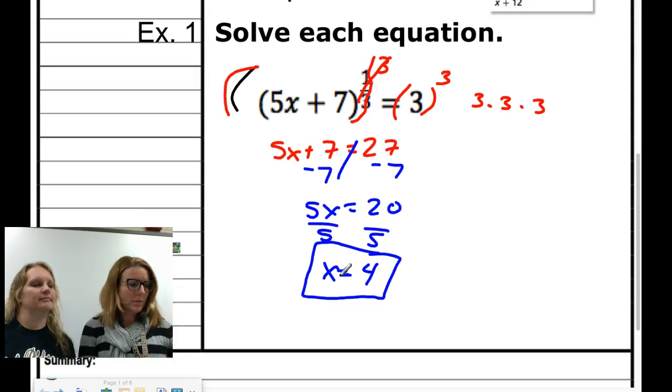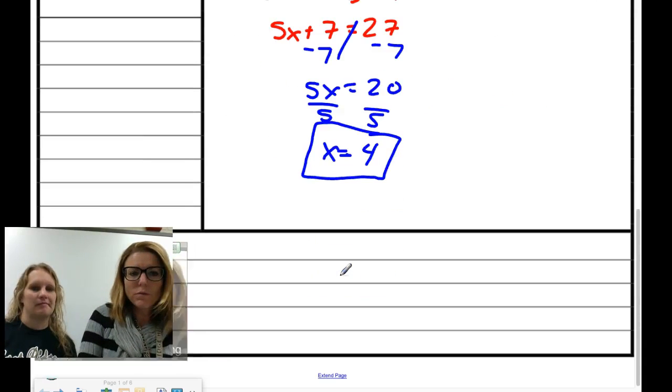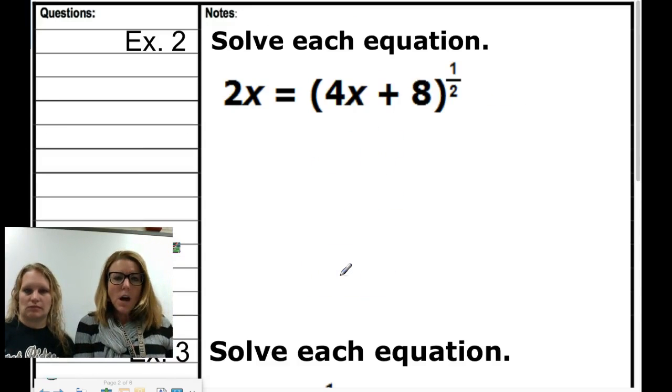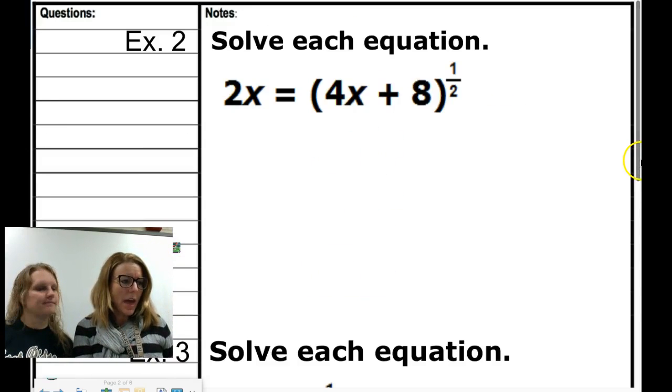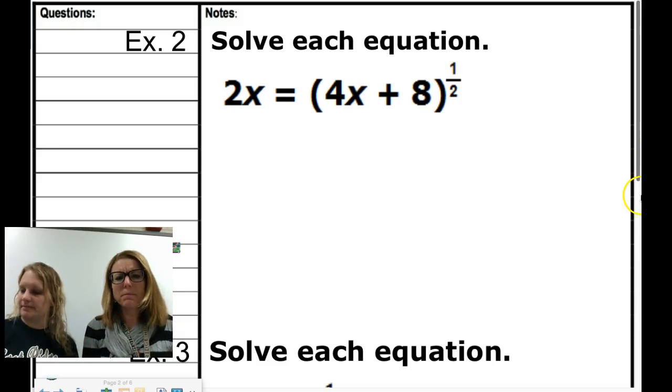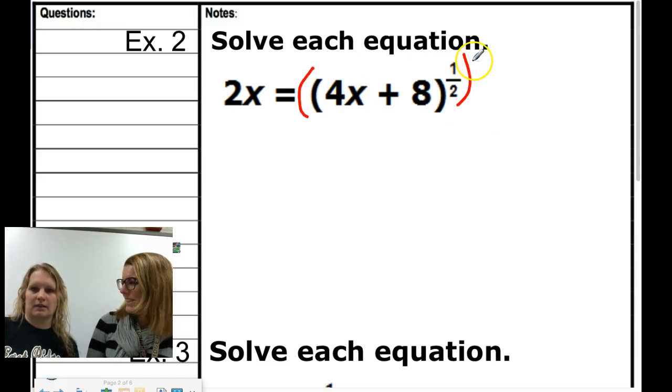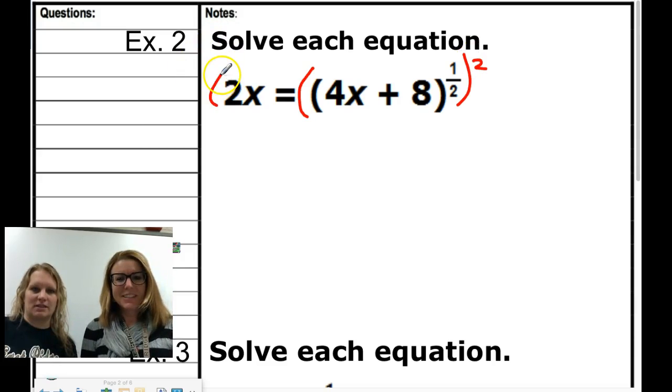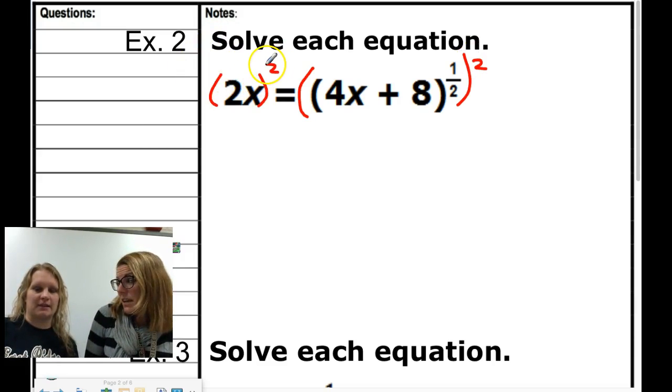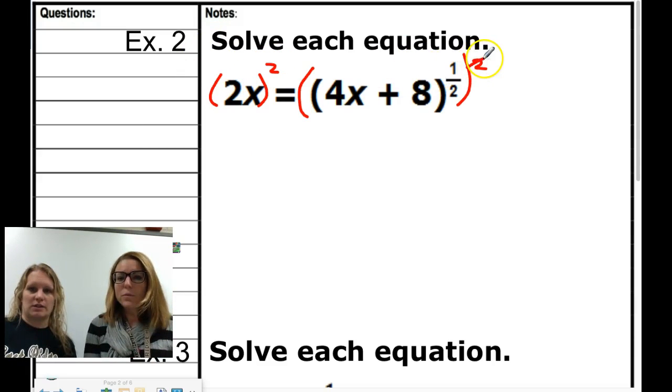All right, let's go. Example 2. We should do this one because this isn't an odd power. All right, so it's by itself, so we're going to just raise it to the 2nd power. Again, we didn't have to isolate anything. So those cancel.